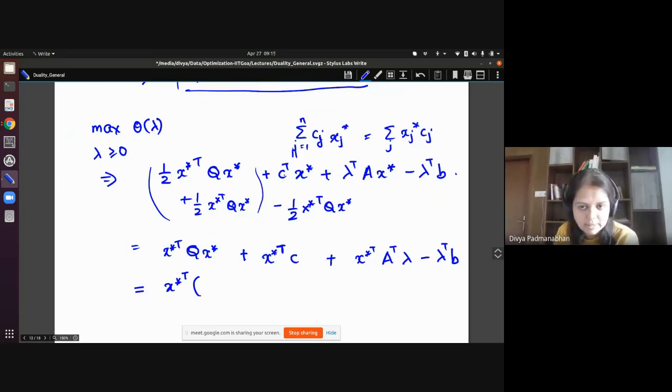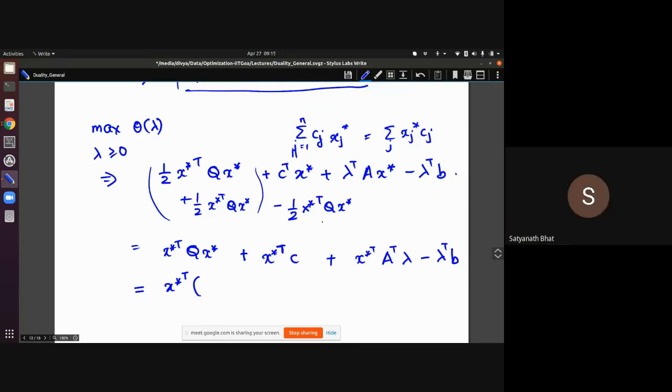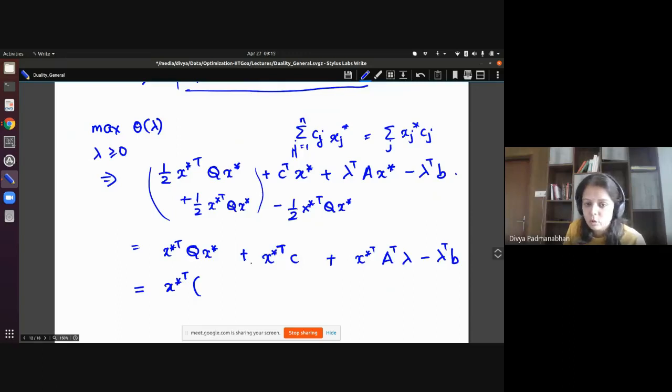This is the same thing because it gives you c transpose x star as a single scalar value. I can take the transpose and get the same thing. But in general, you cannot do that, it's not the same. Okay, that's a good point.